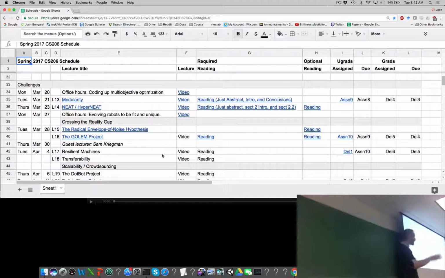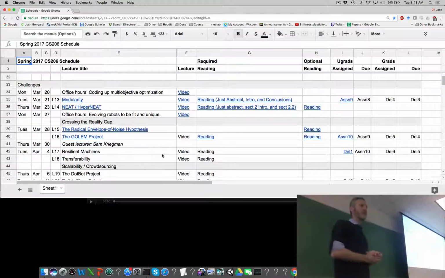So how do we actually do that? How do we take a controller from simulation and transfer it successfully to reality? We're going to look at four different attempts to do this, organized in time. We're going to start with the noise hypothesis from the 90s, the Golem project from 2000, the Resilient Machines project from 2006, and the Transferability project from a couple years ago. So again, these are all good attempts to try and solve it. Nobody's solved it perfectly yet.